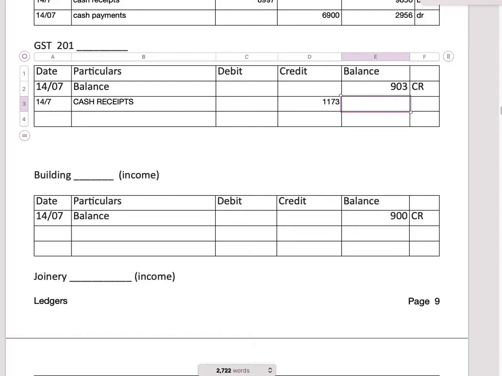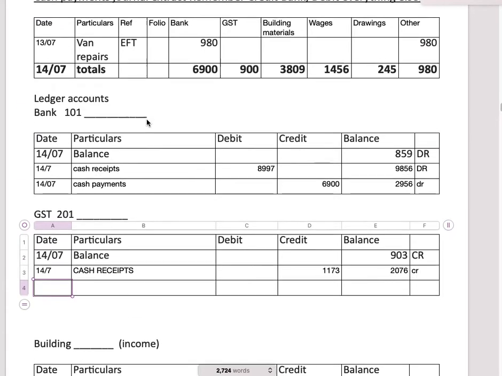1,173. Now we've got a credit balance and we're crediting it, so we're going to add them together because remember, when they are the same we add them, when they are different we subtract. So $903 plus $1,173 means that now they owe the government a total of $2,076 in GST. And that's posting. They're going to write that credit there, and that's the cash receipts.